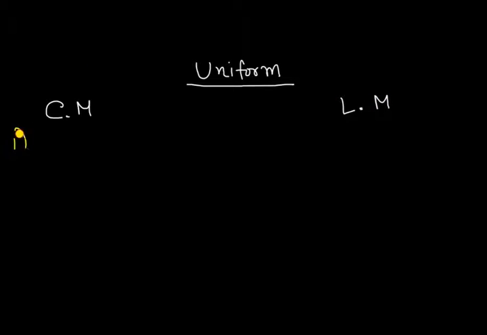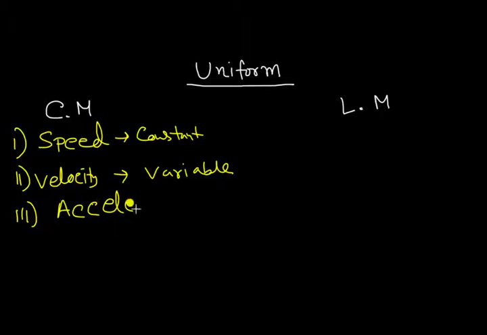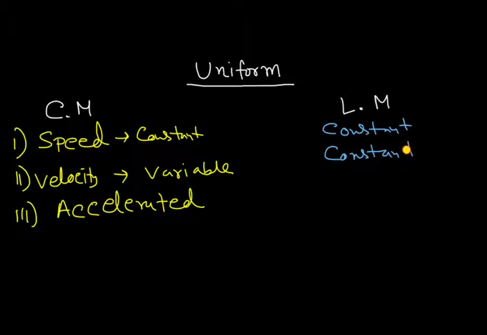Suppose this is uniform circular motion and this is linear motion. What we have seen is that, number one, speed is constant, velocity is variable, and acceleration, yes, the motion is accelerated. Here in linear motion, speed is constant, velocity is constant, and the motion is non-accelerated.